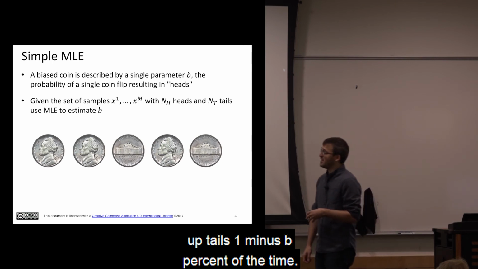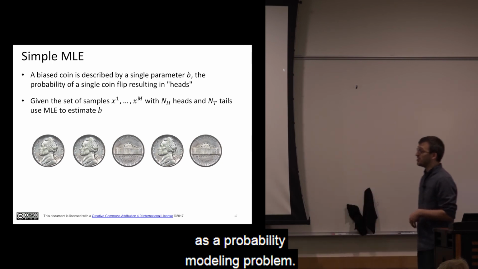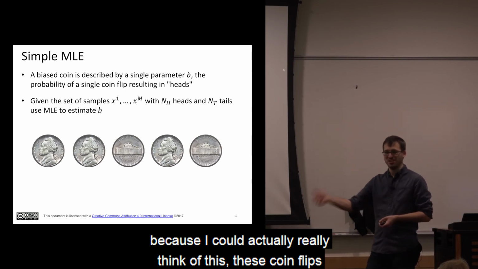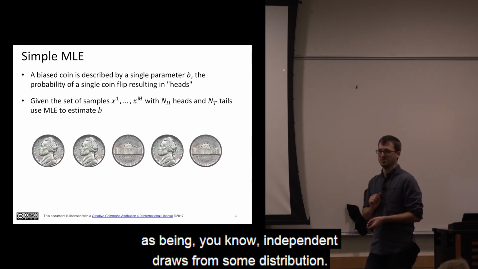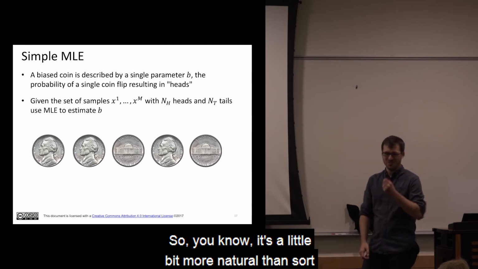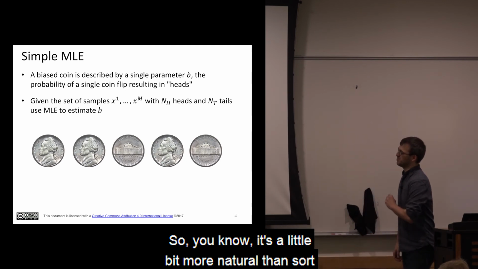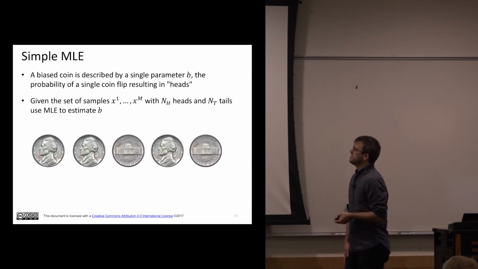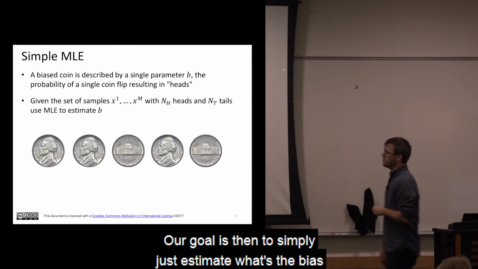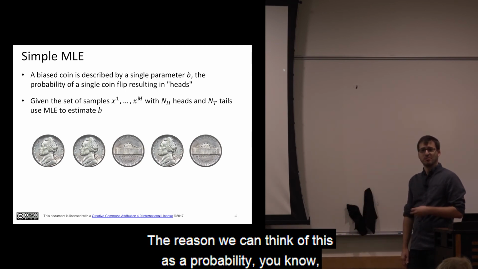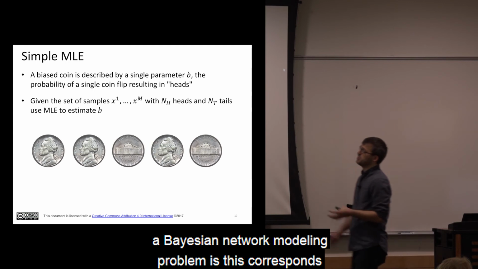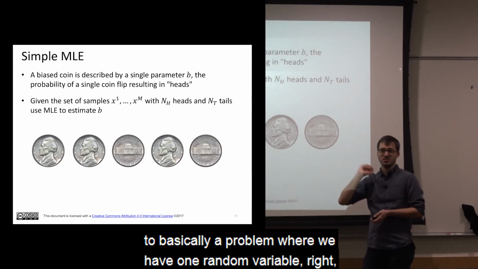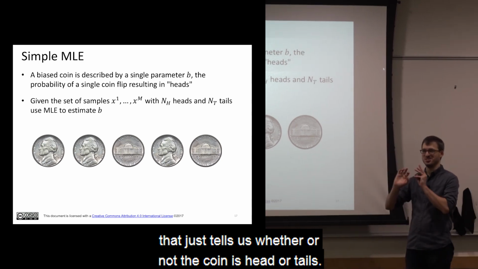I can think of this as a probability modeling problem. This one's quite natural because I could really think of these coin flips as independent draws from some distribution. So it's a little bit more natural than thinking of emails as being generated randomly. Our goal is then to simply estimate the bias of the coin. The reason we can think of this as a Bayesian network modeling problem is that it corresponds to a problem where we have one random variable that just tells us whether the coin is heads or tails. So this is the simplest Bayesian network you can think of.